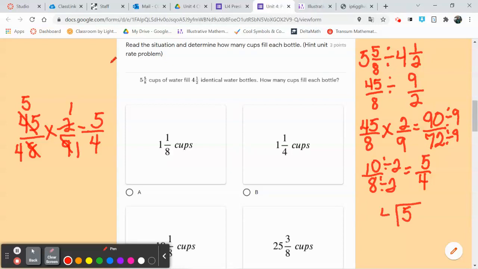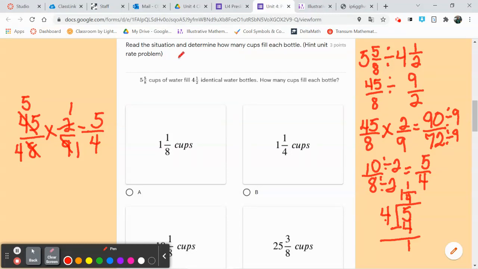5 goes into 4 one time. 4 times 1 is 4. We subtract. Our remainder is 1. That is the top of the fraction. And we keep the same bottom number or use the one that's outside the box. 1 1/4 cups, which is B. And that is our answer.